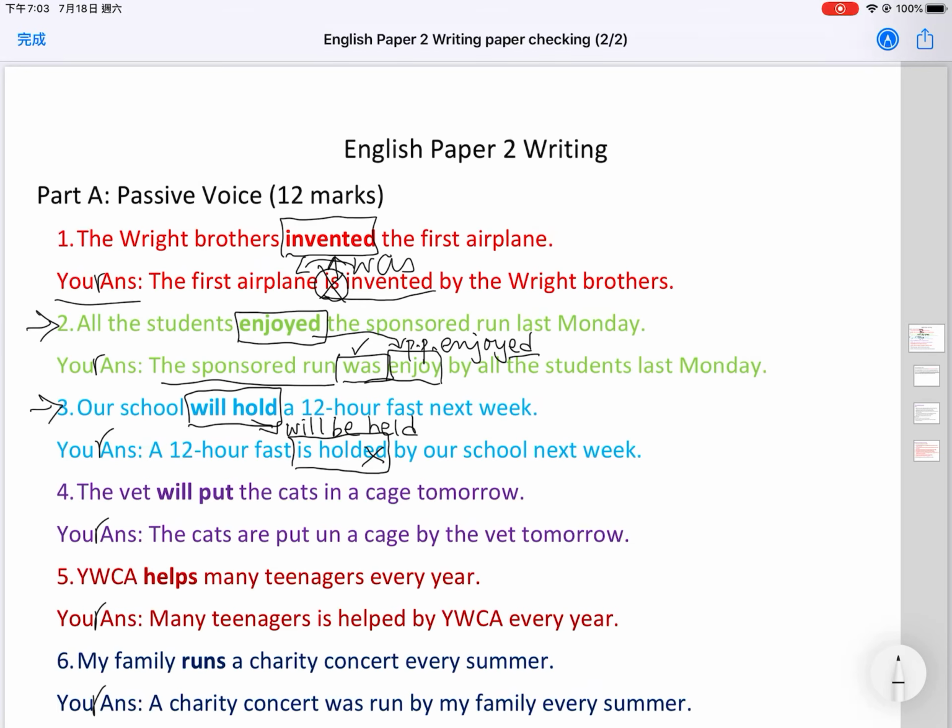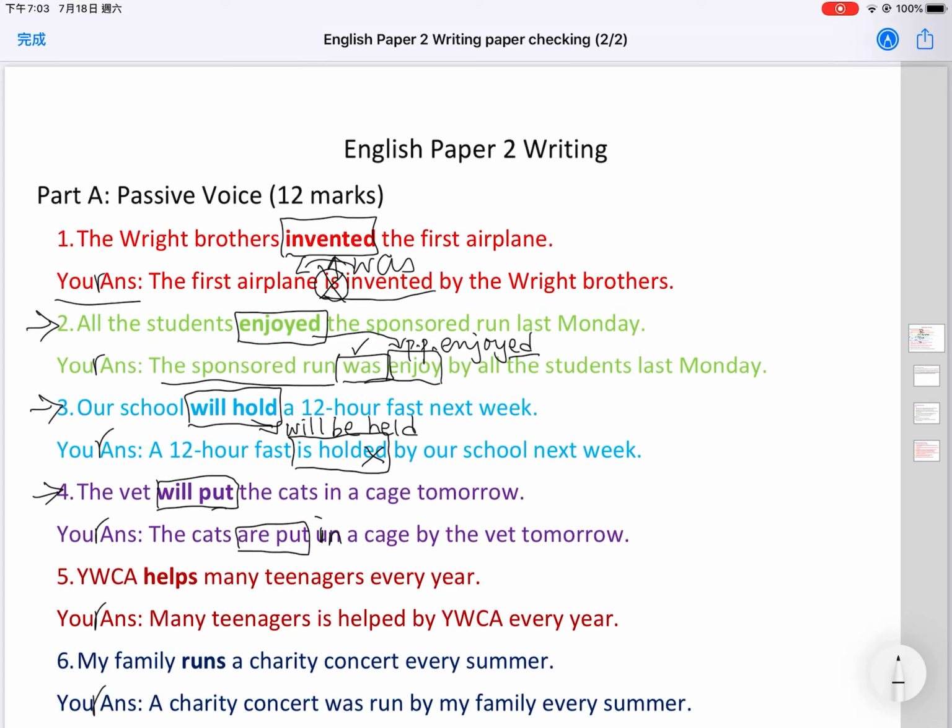Okay, but nice try, because you have the mindset of turning it into a PP. That's a very nice attempt. And then question 4, the vet will put the cats in a cage tomorrow. Again, it's future tense. And some of your answers wrote the cats are put in. Okay, it should be in... sorry, my typo. In a cage by the vet tomorrow.